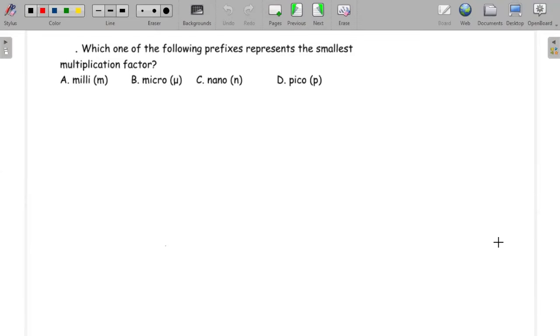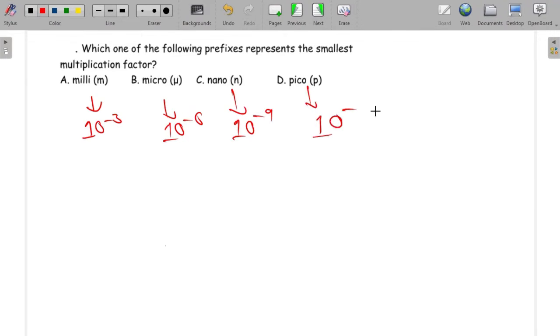Nano is -9, micro -6, milli it's -3. So we said this one is equal to what? It's equal to 10 to the power minus 3. This one is equal to 10 to the power minus 6. This one is equal to 10 to the power minus 9. What about pico? Pico is equal to 10 to the power minus 12, like that.